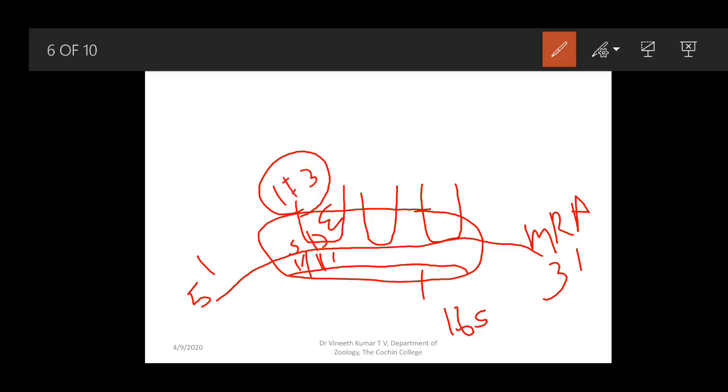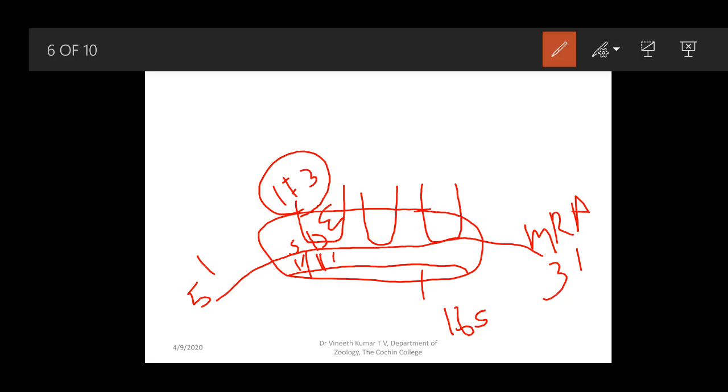The main function of IF3 is to restrict the combining with the larger subunit. That means only after initiation should the larger subunit bind. So it prevents the larger subunit from joining prematurely to the 30S subunit. That is the function of IF3, which is seen towards the E site of the smaller subunit.